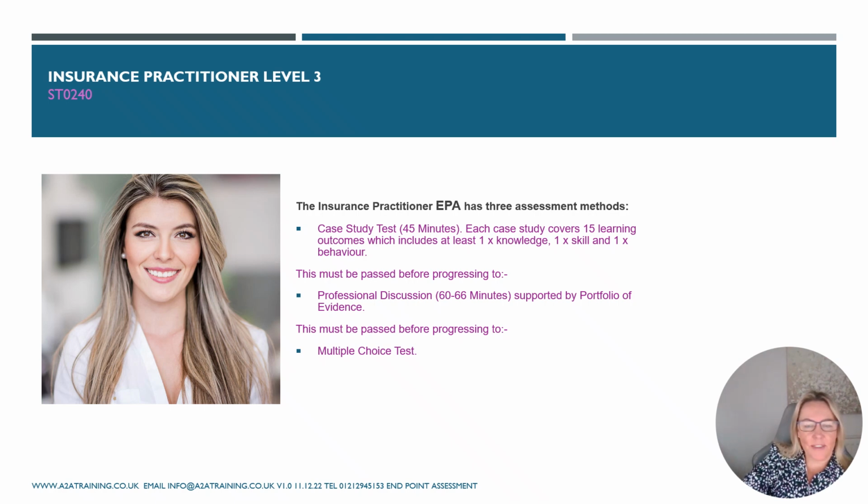So there's three elements to the endpoint assessment. There's a case study test of around 45 minutes, and each case study covers 15 learning outcomes, which must include at least one knowledge, one skill, and one behaviour. This must be passed before progressing to the professional discussion, which is around 60 minutes and is supported by the portfolio of evidence. Again, this must be passed before progressing to the multiple choice test.